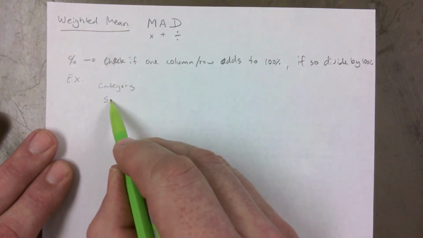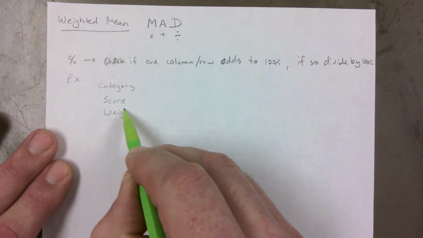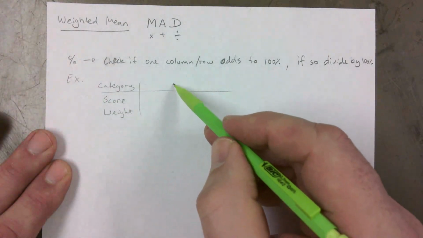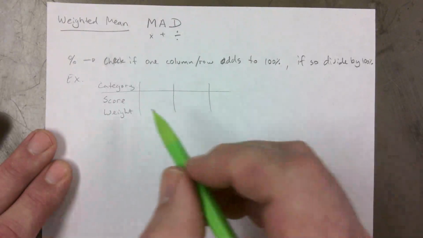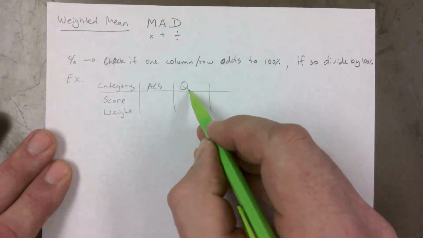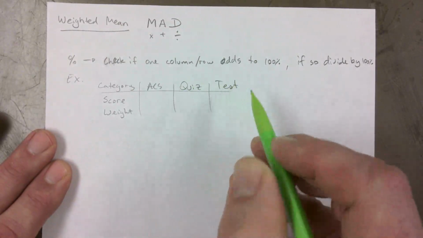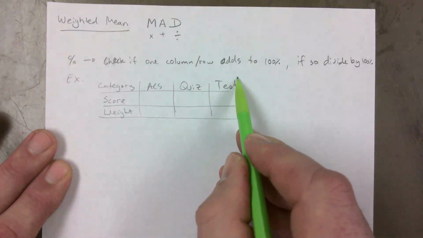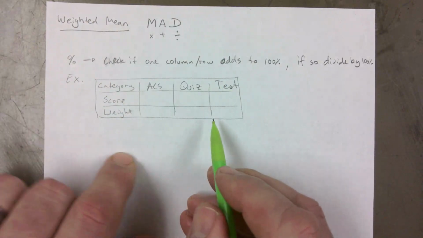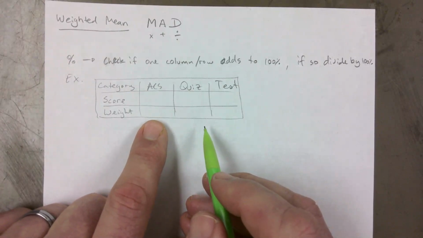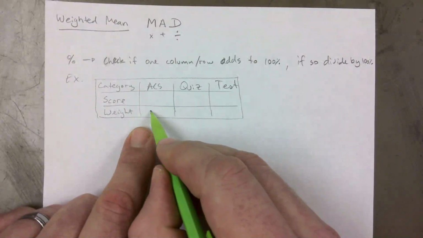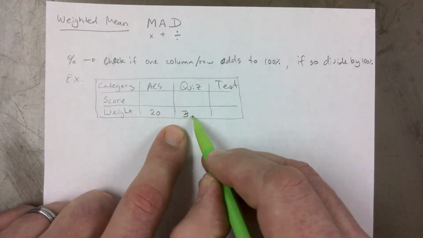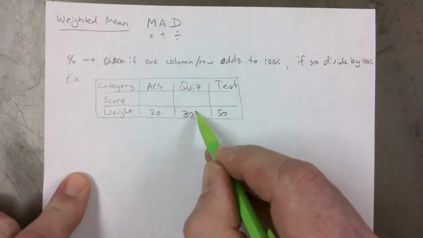So for the example, you've got category, you've got the actual score, and the weight. So this is a classic one, calculate someone's final score. Let's just keep it simple here. We're just gonna have 3 categories. So we're gonna have ACs, quizzes, and tests. That's it. And when it's someone's final score, you're gonna be told that the weight is gonna be adding up to 100. Okay, so let's say the ACs are 20%, quizzes are 30, let's say that's 50 already, and tests are worth 50%.